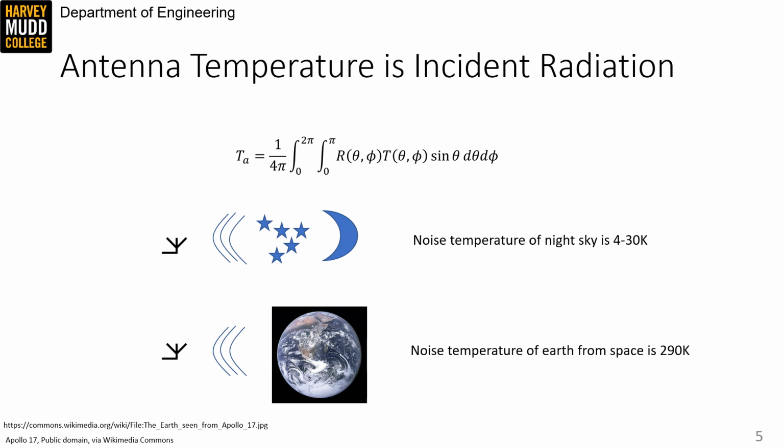That temperature depends a lot on what the antenna is looking at, especially if the antenna gain is high, so that its whole field of view is occupied by one radiator. For example, if you point a high gain antenna at the night sky, depending on where you look, you'll have a noise temperature of 4 to 30 Kelvin. The lower limit of 4 Kelvin in that case is the cosmic microwave background radiation, which is a famous scientific result. On the other hand, looking at Earth from space will give you a noise temperature of 290 K from the antenna. And it's just a coincidence that that 290 K number is close to room temperature.